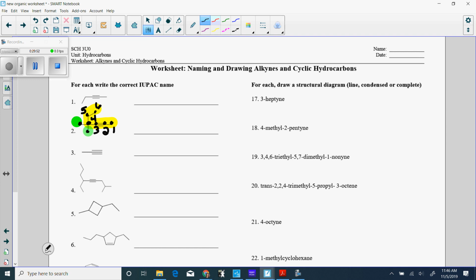Start with your substituents. 4, comma 4. I need to show both 4s. If it says dimethyl and I only put 1 4, then my question is, okay, but where's the other methyl? 4,4 dimethyl, 2, hexyne. It's a triple bond.